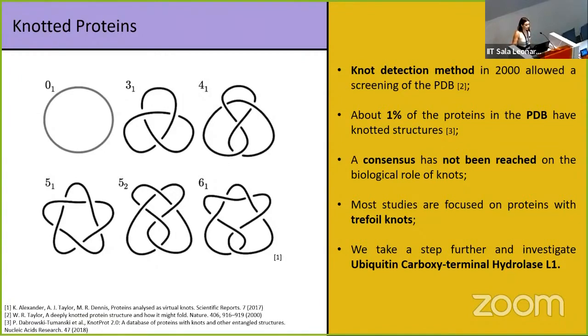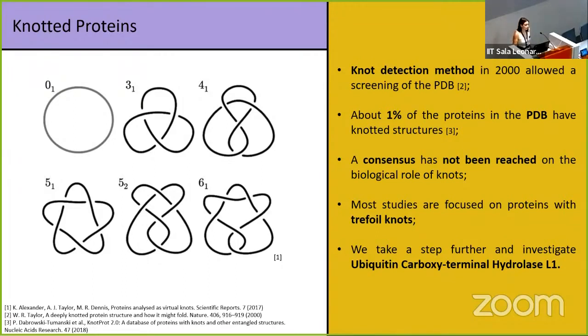And as of today, we know that about 1% of the proteins that are in the protein data bank have some kind of knotted structure. Having this number in mind, we can tell that they aren't very common. However, for some reason, nature keeps maintaining these proteins. And we assume that there must be some kind of role that they have to maintain this structure. However, a consensus hasn't been reached on the biological role of knots.